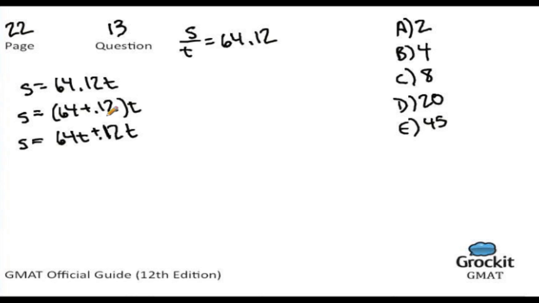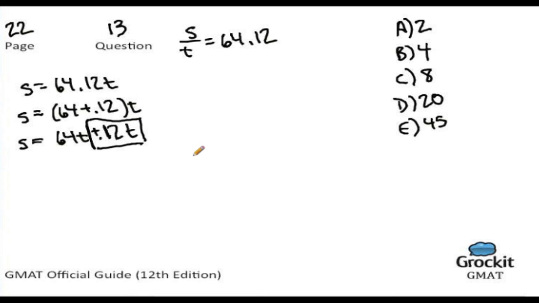That's a 1. So in this case, s is evenly divisible by t 64 times, and then there is some fraction of t that is basically the remainder. It's not enough for s to be divisible one more full time by t, so that actually is our remainder right there, 0.12t.